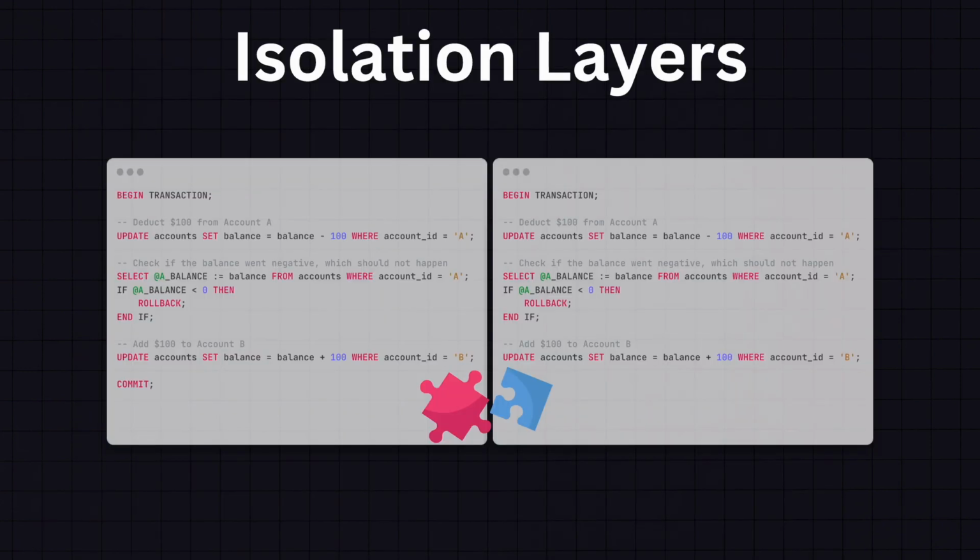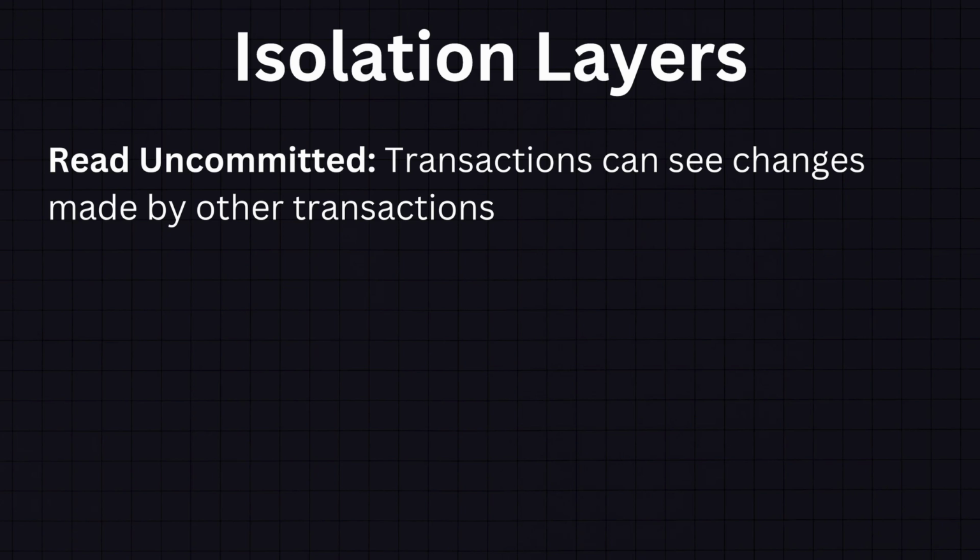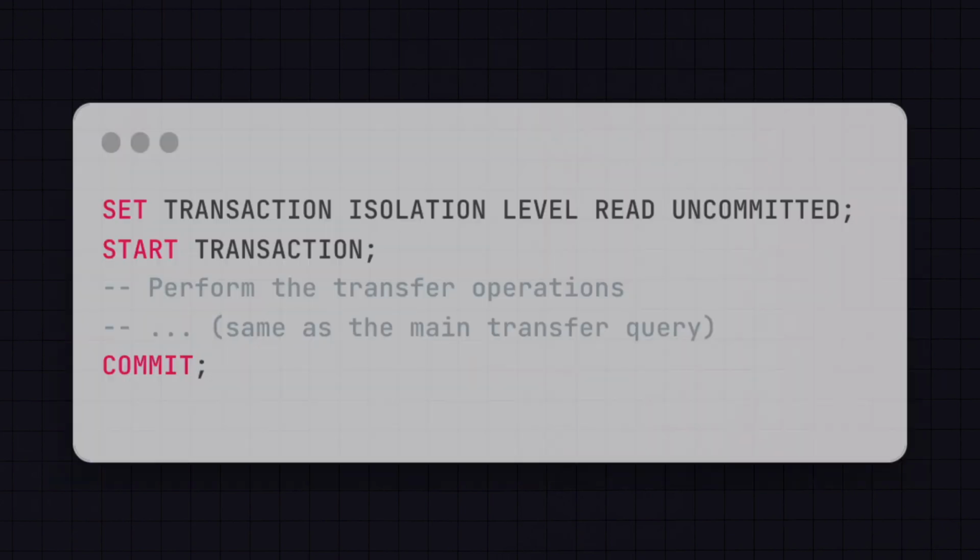We also have isolation levels in database transactions, which determine how transaction integrity is maintained and to what extent each transaction is isolated from one another. The first level is read uncommitted, which is the lowest level of isolation. Here, transactions can see changes made by other transactions even before they are committed. So in our example, if we are transferring money and another transaction is updating the balance of account A or B, this transaction might read these uncommitted values, and it can lead to issues like seeing a balance that doesn't actually exist.